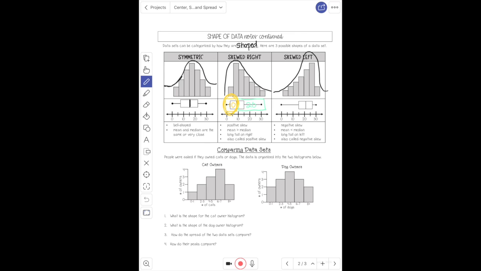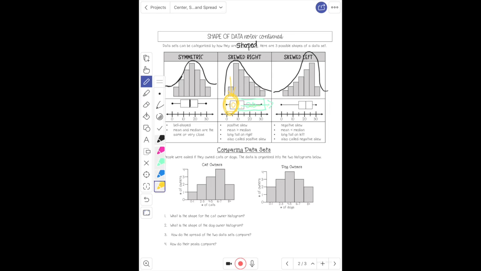So I know that more values are chunked in this 10 section. This one is less spread out, so there's more data here. And this one is more spread out on this side, so that longer section is the tail. Therefore, that less spread out area is where most of the data is, and the tail is on the section that's more spread out. So this is skewed to the right because there's a longer section on the right from the median.